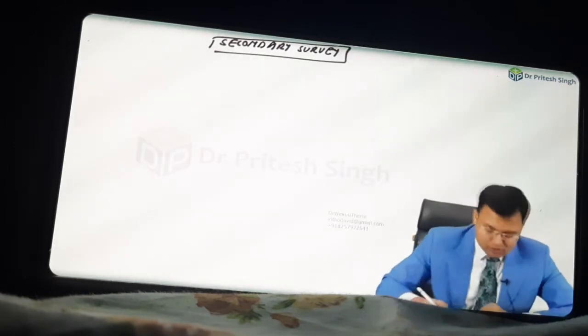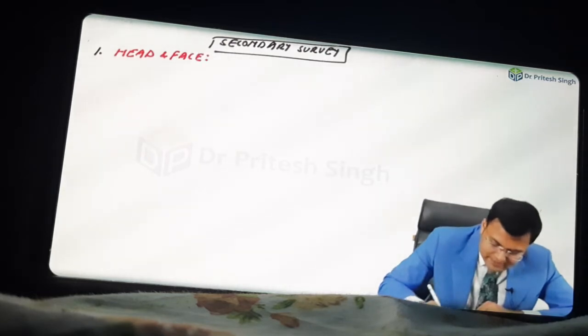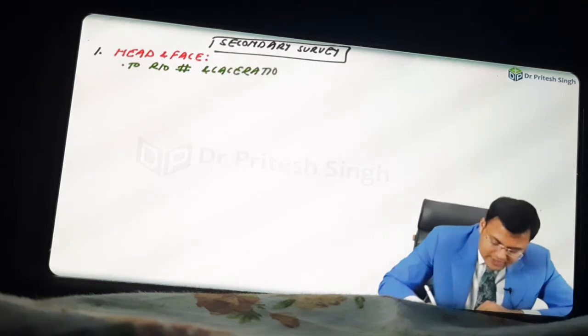In the secondary survey, there is a head to toe systemic examination to rule out non-life threatening injuries. It's the sequential assessment from head to toe. So what is the first step? Examination of head and face to rule out fracture and laceration.